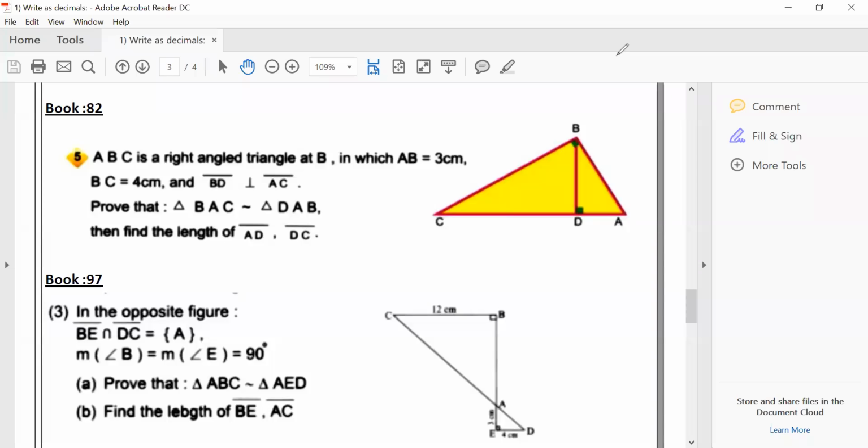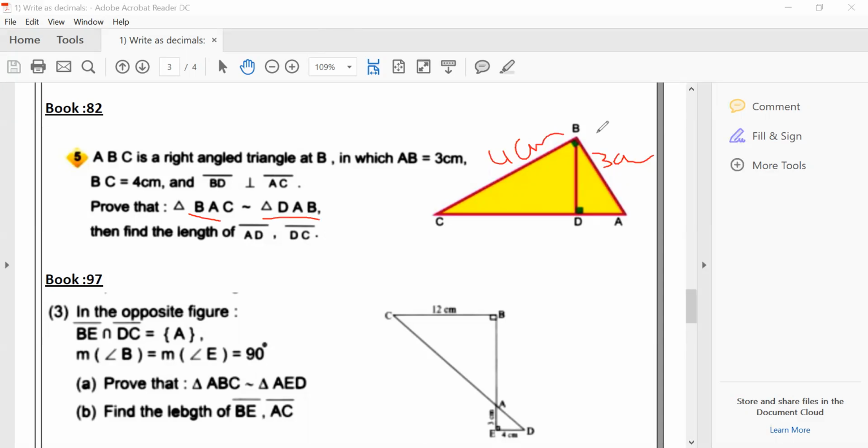ABC is a right angled triangle at B, in which AB equals 3 centimeters. So AB equals 3, BC equals 4, and BD is perpendicular on AC. This means that BDA is also a right angle. Prove that triangle BAC is similar to DAB. I'm running out of time so quickly. I want to prove BAC similar to DAB.